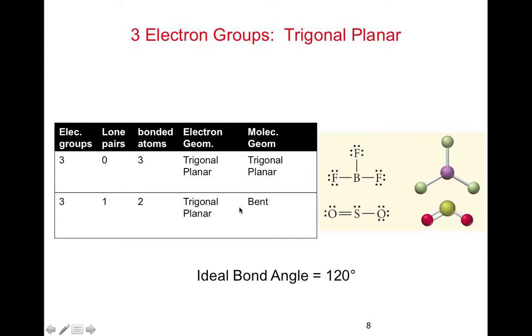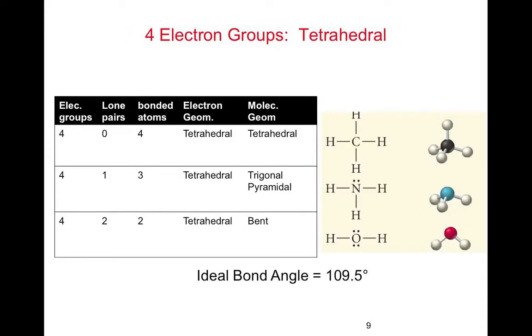All right, let's take a look at 4 electron groups. So in the case of methane, I've got 1, 2, 3, 4 bonded atoms, no lone pairs.